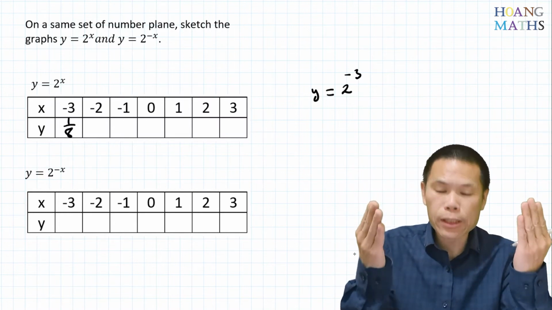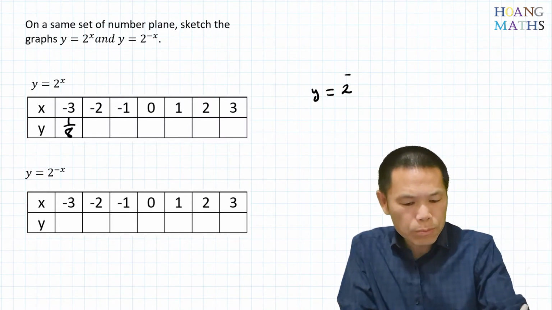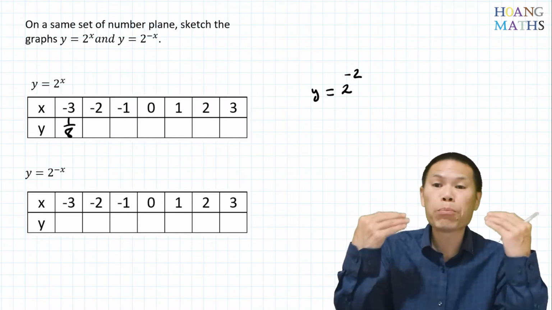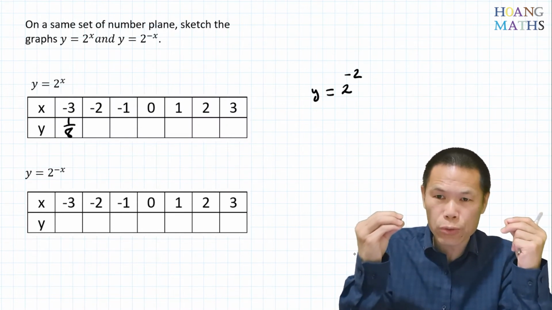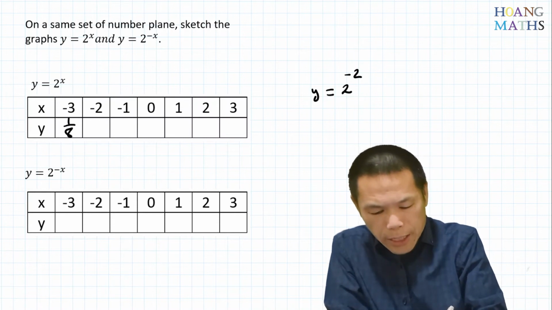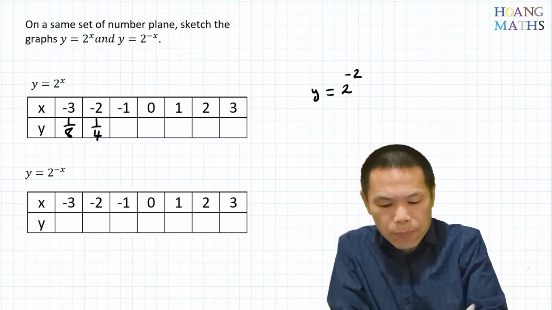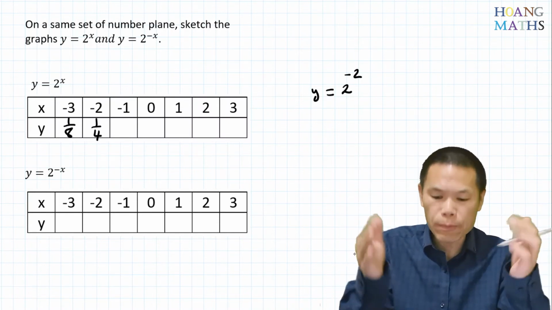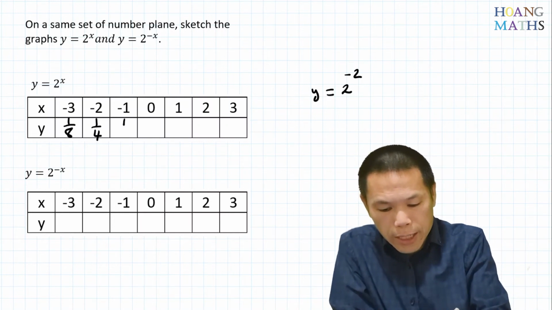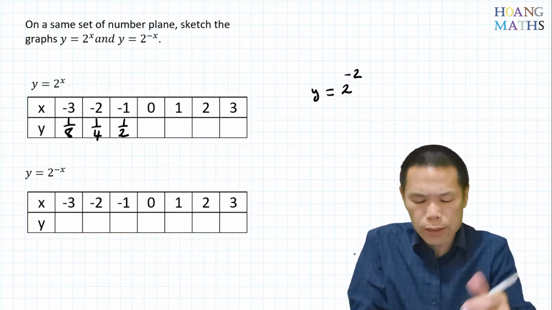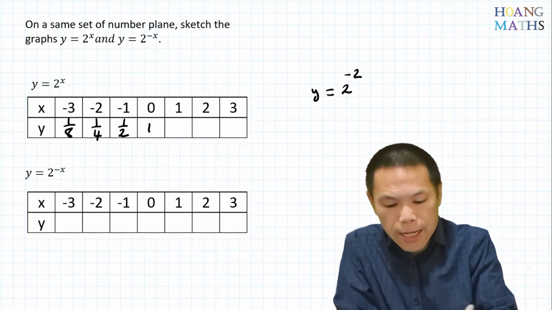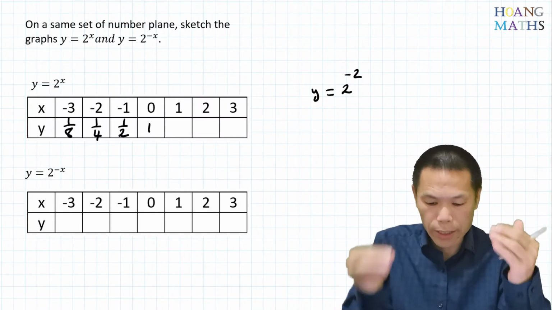And then when x equals negative 2, you put negative 2 in here, put it in the calculator, and you should get 1 over 4 or 0.25, whichever way you like. So just a quarter is easier. And when x equals negative 1, put it in the calculator, you get a half. And then x is 0, so 2 to the power of 0 is 1. In fact, anything to the power of 0 is 1, okay?